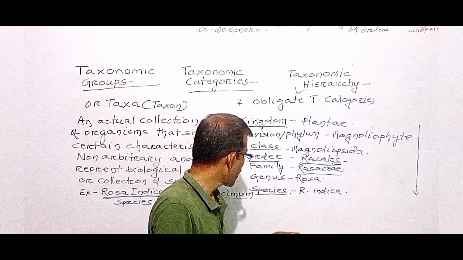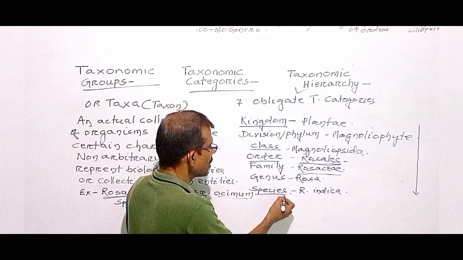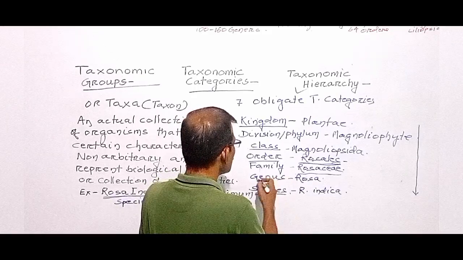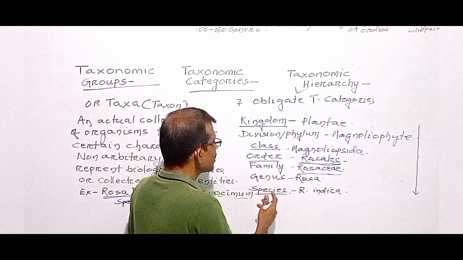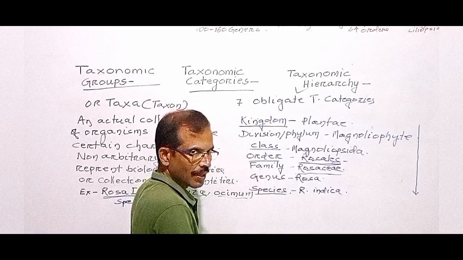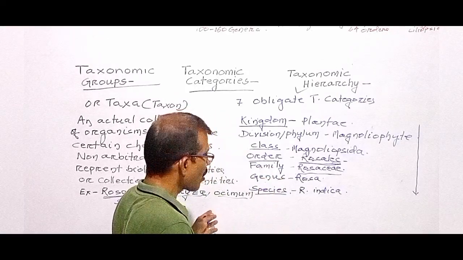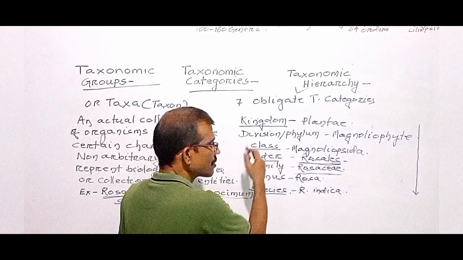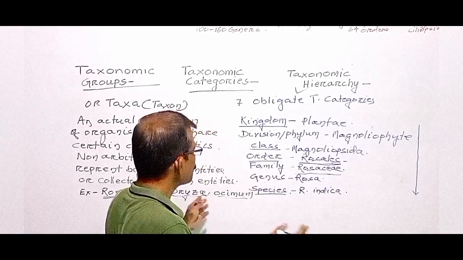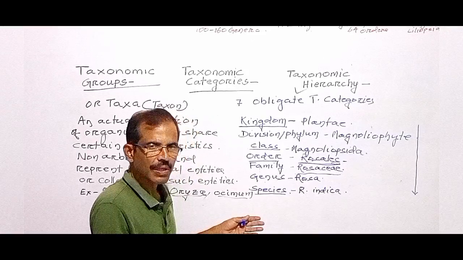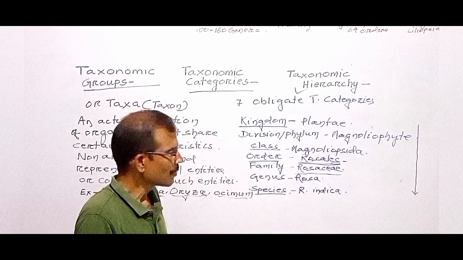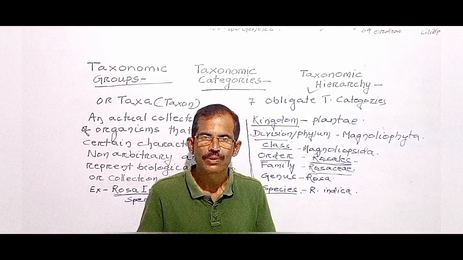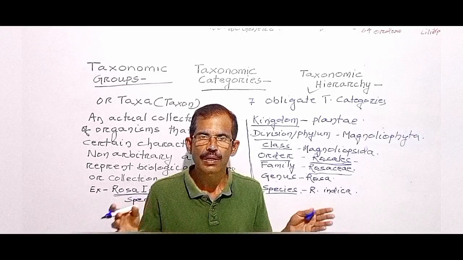In a taxonomic hierarchy, least inclusive category is species. Closely related species together form the genus, and closely related genera form one family, and closely related families form an order, and closely related orders form a class, and closely related classes form one division, and closely related divisions form the kingdom. Higher categories are occupied by more inclusive groups than those occupying lower categories.